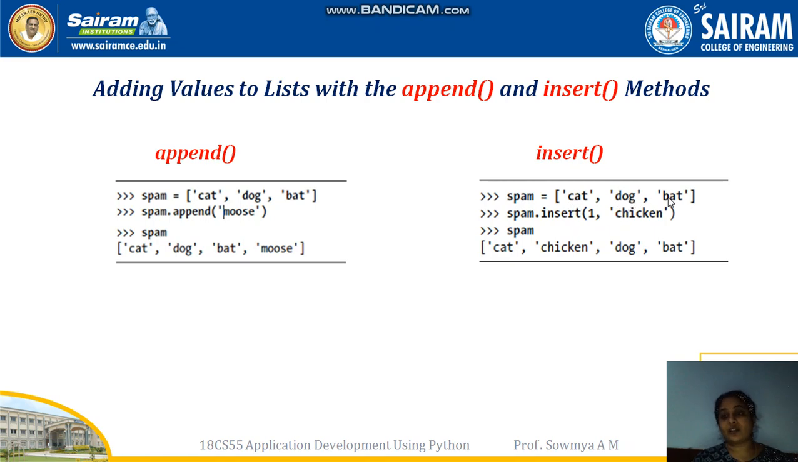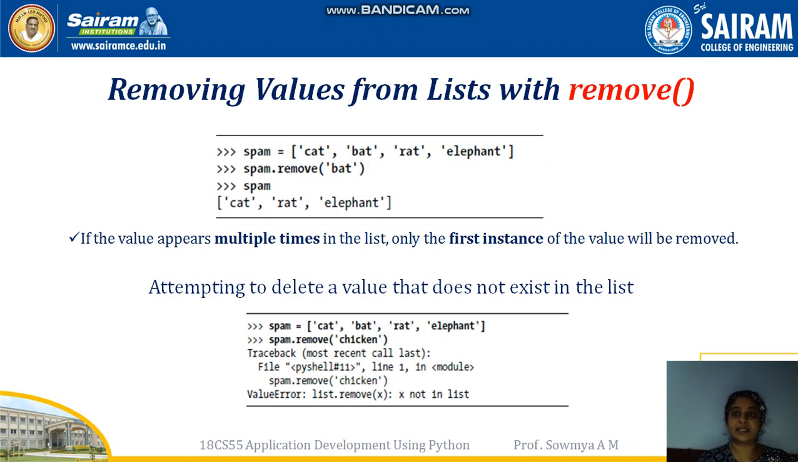So cat, dog, bat was our previous spam list, but after spam.insert(1, 'chicken'), spam is updated at index 1 with chicken. So cat and dog: cat was 0 and dog was 1 previously. After insert, chicken is placed at the first index, and dog is moved to the next value. This is about the append and insert methods.